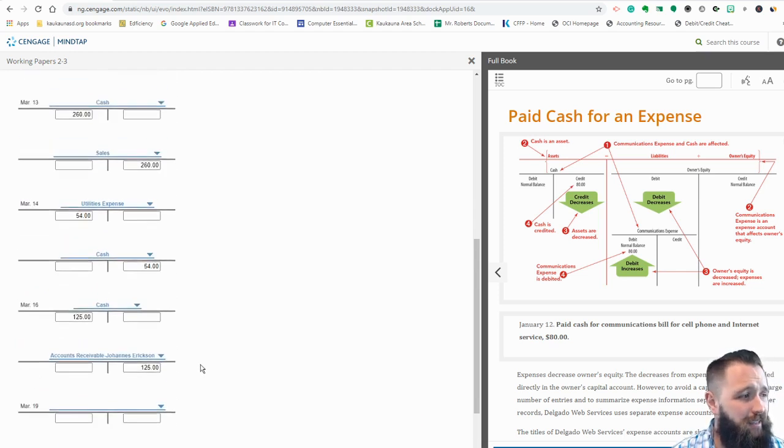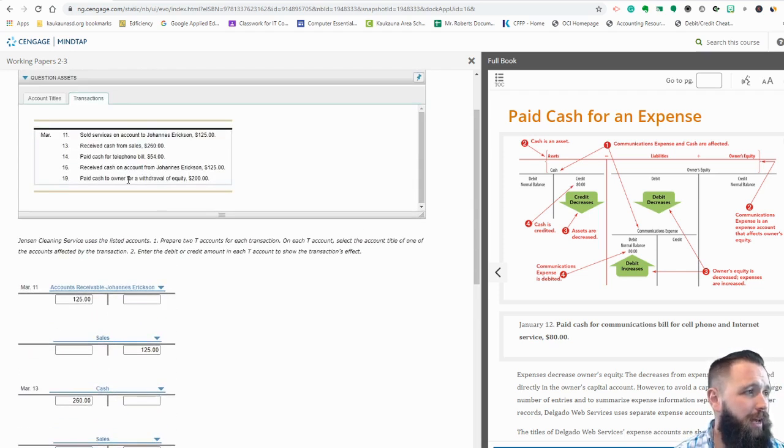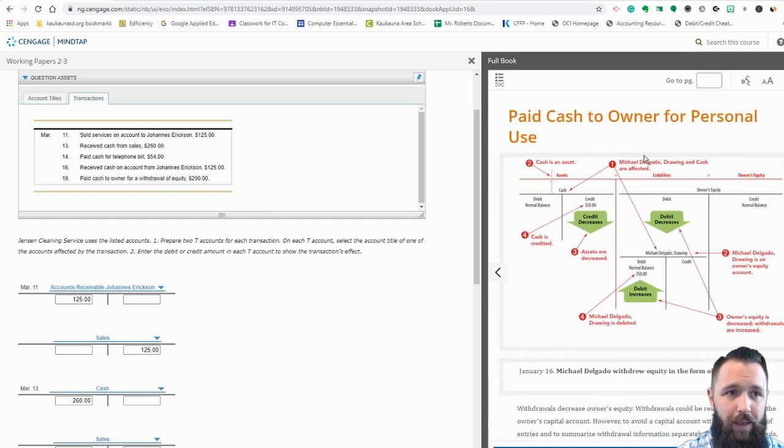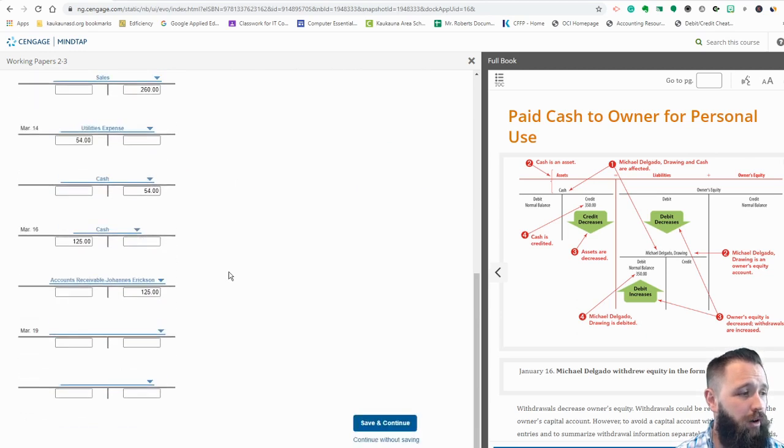So now the 19th, okay? Paid cash to owner for a withdrawal of equity. Okay, so the owner took money out. Let's go to the book. Paid cash to owner for personal use. We are now looking at the drawing account. Okay, so we paid cash to the owner for a withdrawal of equity at $200.